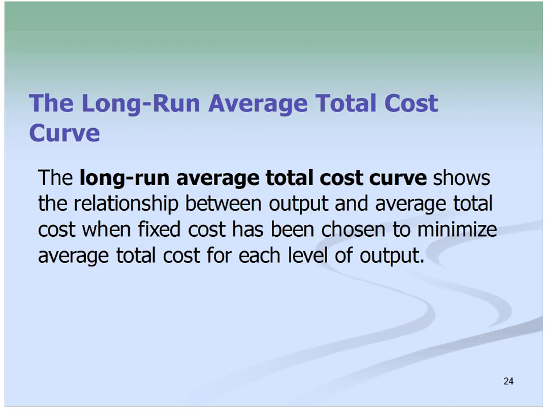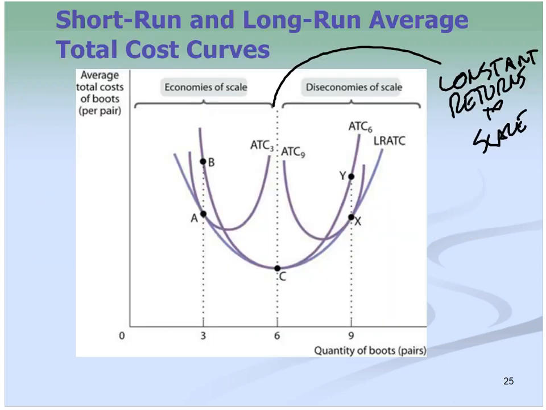So how does that affect LRATC, what we call the long run average total cost curve? This is the relationship between the output and the ATC. When you have fixed cost that you're trying to minimize ATC at different levels. So that's probably all Greek, but essentially the easiest way to explain it is to show it.